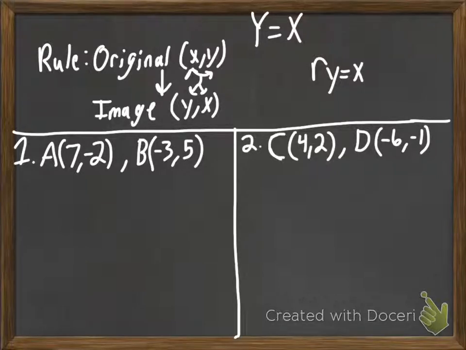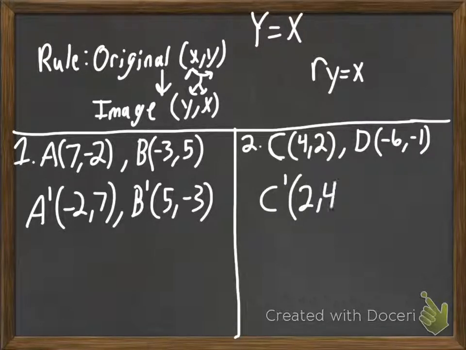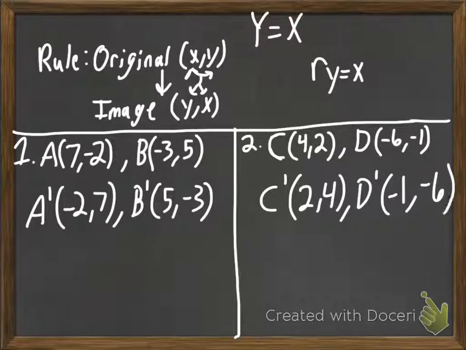Alright, so A prime, all we're doing is switching, so this becomes -2, 7. B prime, 5, -3. Example 2, C prime, 2, 4, and D prime, -1, -6.